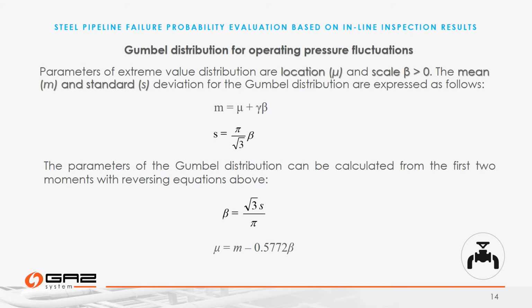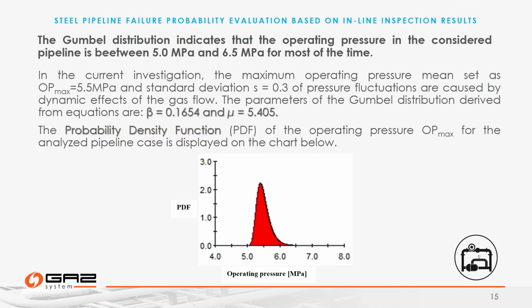Coming back to the load of the pipeline, the only load which was considered, also applied, was the pressure, internal pressure, and we introduced the pressure fluctuations described by the so-called extreme value distribution, known from the literature as the Gumbel distribution, whose parameters are location and scale, and the distribution of internal pressure, in case of our pipelines, resulting from the unsteady flow is shown here.